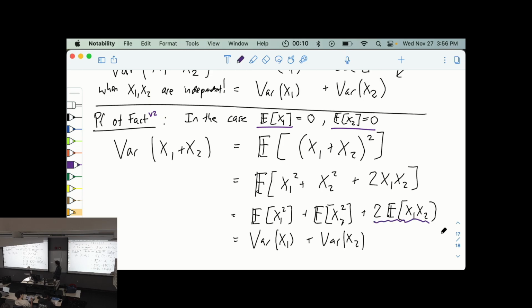The expected value of x1 times x2. Oh boy. Anyone have an idea on how you would deal with this kind of term? Yeah. Root x1, x2. Say that again. Root x1, x2. It's the square root of x1, x2. Like this?